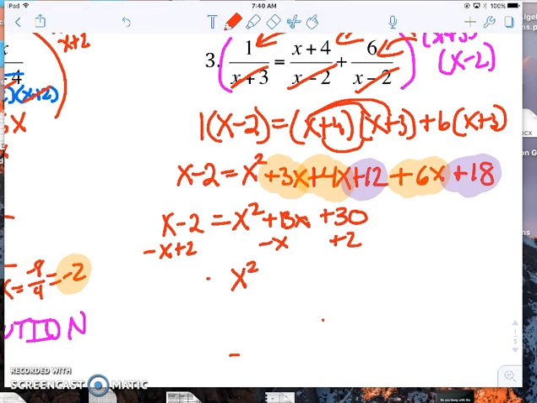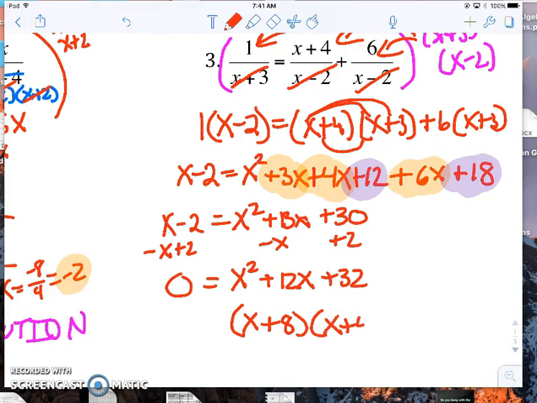X squared plus 12x plus 32. So, alright, so this one's factorable. This makes more sense. What multiplies to 32 and adds to 12? X plus 8, x plus 4. So we have two answers here. X equals negative 8 and x equals negative 4.